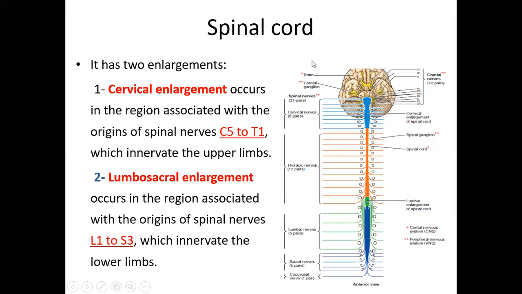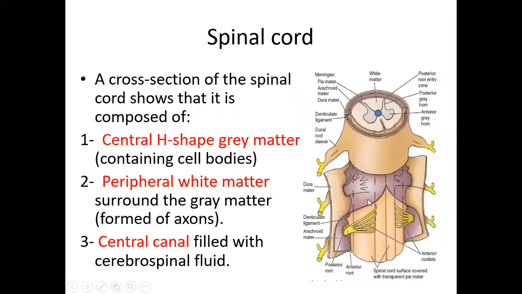The cervical enlargement occurs in the region associated with the origin of the spinal nerves C5 to T1, which innervate the upper limb. So from here, all the nerves of the upper limb are going. So that's why it is dilated. Similarly, the lumbosacral enlargement occurs in the region associated with the origin of the spinal nerves L1 to S3, which innervate the lower limb. So here, the nerve fibers are going to the lower limb. So that's why it is enlarged here as well as here. Here upper limb, here will be the nerves to the lower limb.